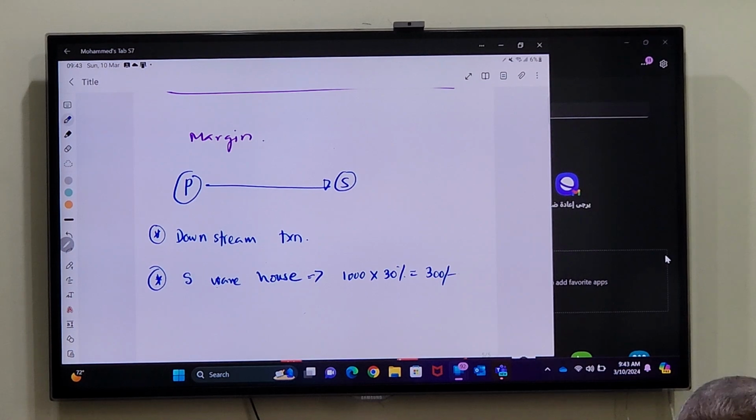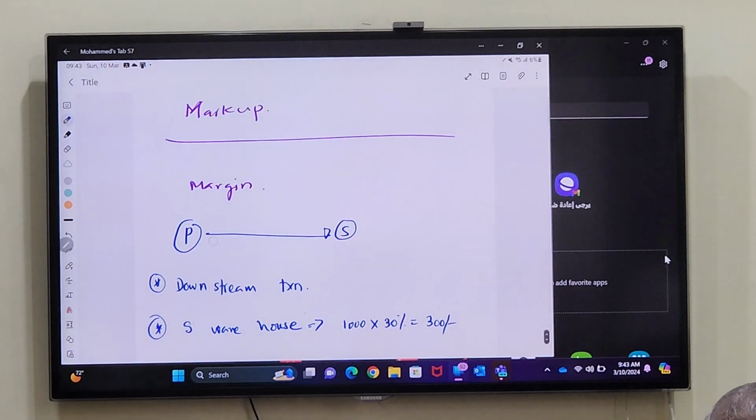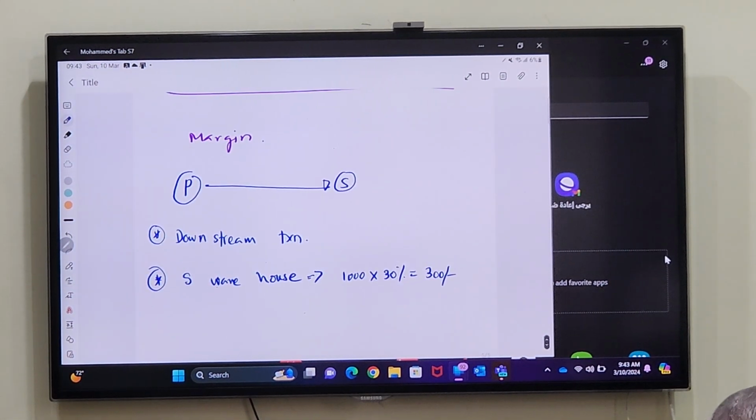$300. 300. 30% meaning 300. Now also relating this to another argument, IAS 2. What is IAS 2 now?